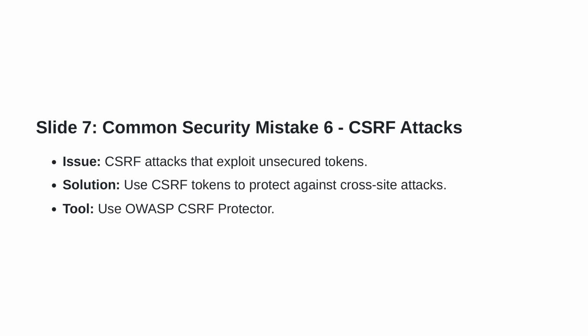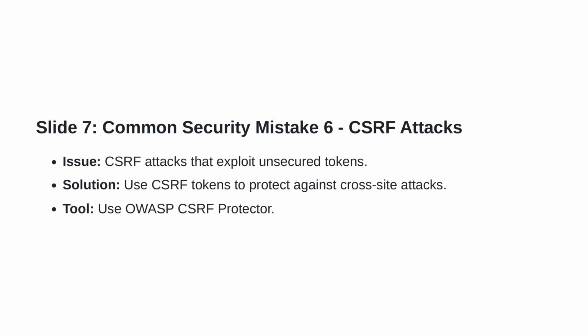Diving further into our discussion about common security mistakes, we now move on to slide 7, which deals with CSRF attacks. CSRF, or cross-site request forgery, are attacks which exploit unsecured tokens, hence it's important to understand how to combat them. The principal issue here is unsecured tokens which can be exploited by CSRF attacks. Now, these attacks essentially force an end user to execute unwanted actions on a web application in which they're authenticated. So, how do you shield your application from such potential security threats? The solution is rather simple, yet highly effective.